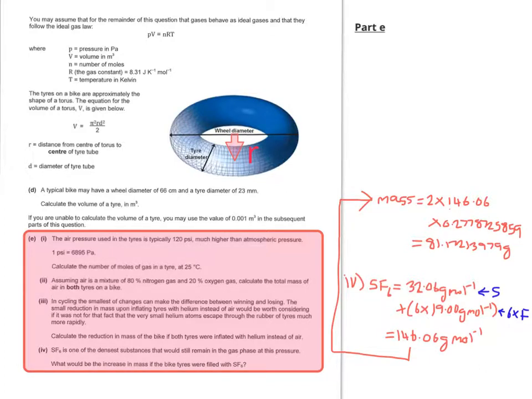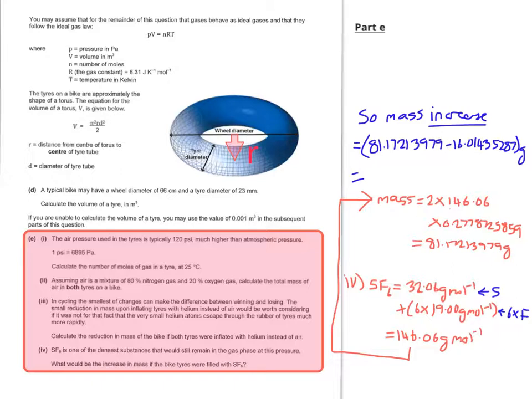81.172139979 grams as the mass this time. So they want the mass increase, so you have to take your 16.02 grams, which is what has the normal nitrogen-oxygen mix that they normally use, away from this. So inserting the exact calculator values, we get 65.1577869 grams as our increase.